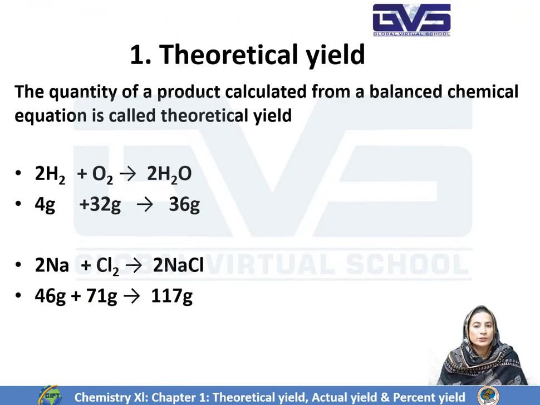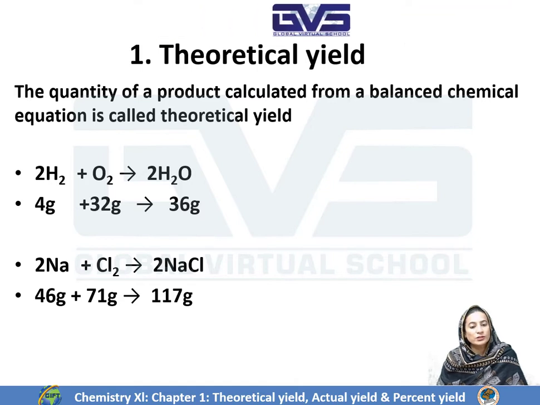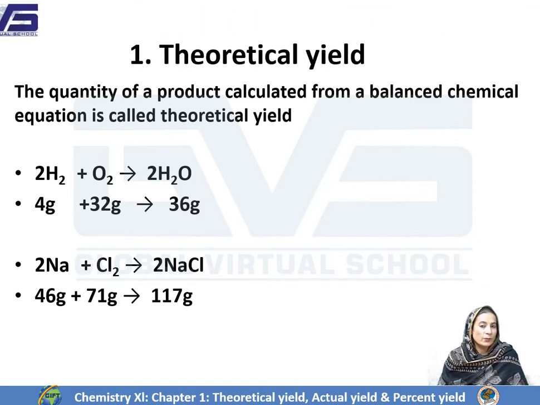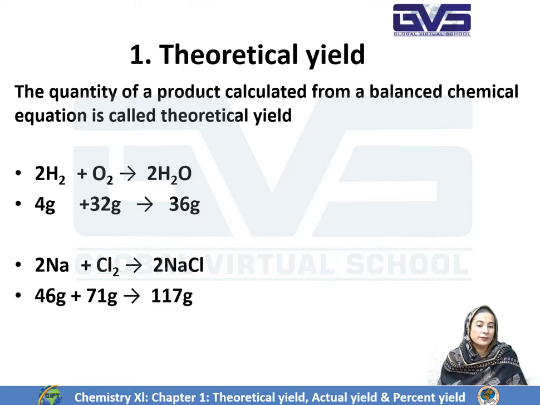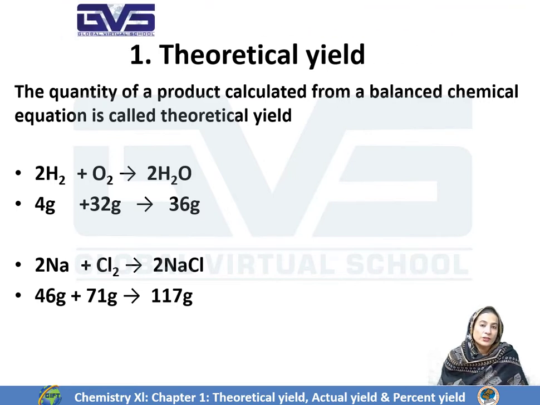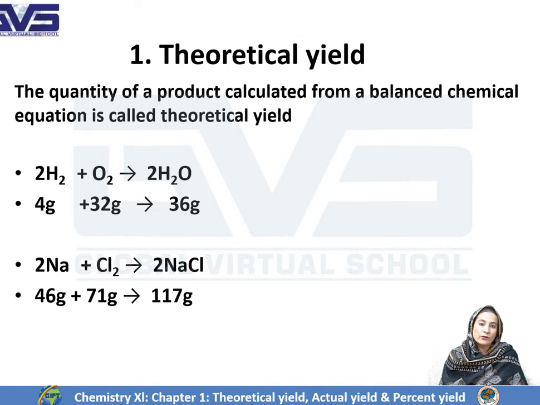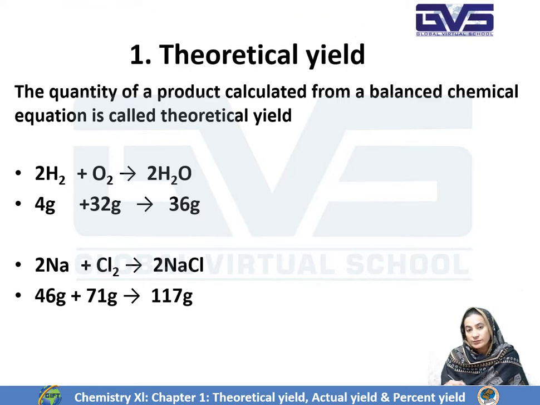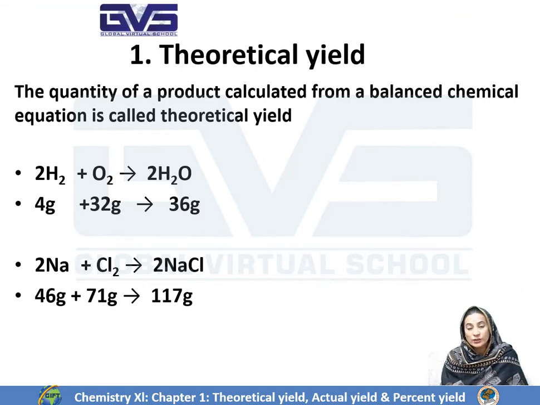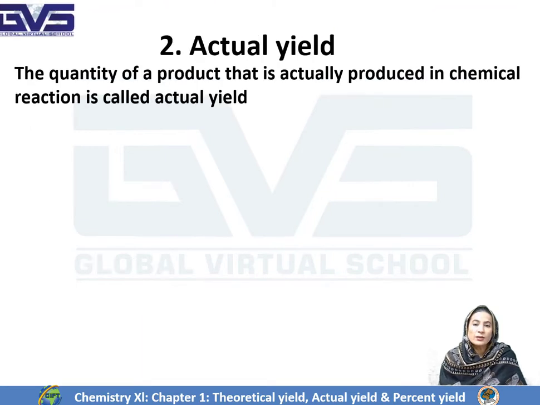For example, formation of water: when 2 moles of H2 reacts with 1 mole of oxygen, then 2 moles of water is formed. So these 2 moles are 36 grams. This is theoretical yield. Similarly, formation of sodium chloride: 2 moles of sodium and 1 mole of chlorine give 117 grams of sodium chloride. This is basically the calculated value. So this is actually a theoretical yield. But the other one is actual.